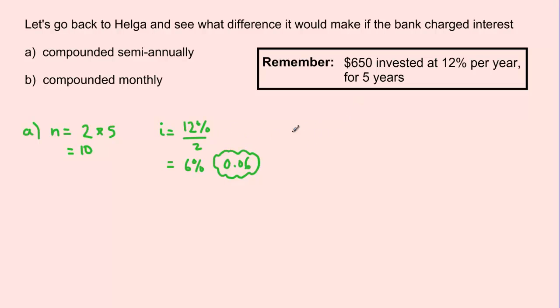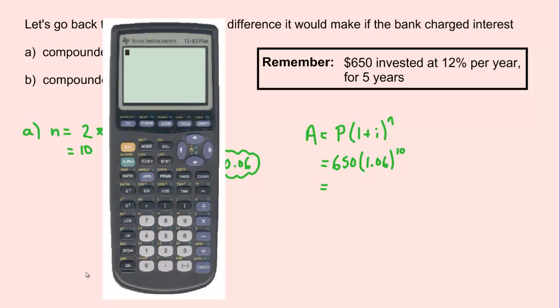Well, now let's plug it into our formula. The amount equals P times 1 plus i to the exponent n. Her principal was $650. The interest rate is 6%, so 1 plus 6% is 1.06. And the number of compounding periods was 10. Plug this into our calculator. We get 650 times 1.06 to the exponent 10.